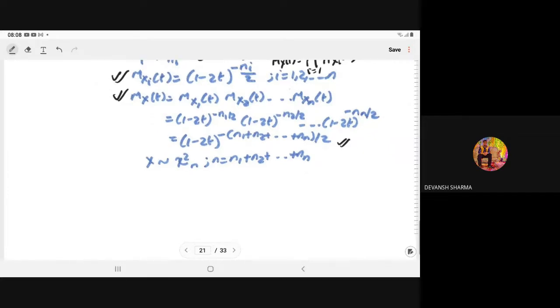So from here we can judge X follows the chi-square distribution with degree of freedom n, where n is the sum of n1, n2 and n_n. Now the main application of the chi-square distribution is in statistical analysis. Whenever we have to compare the variance of two populations, we use this chi-square distribution.